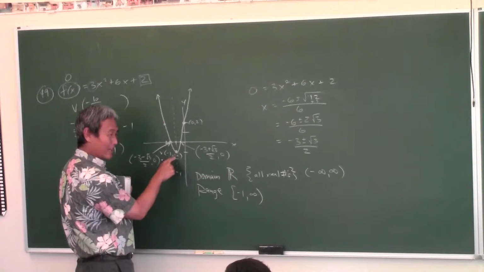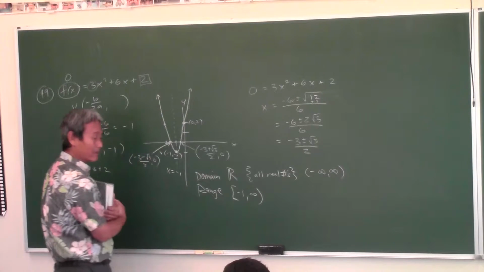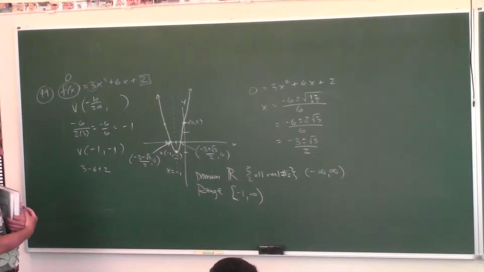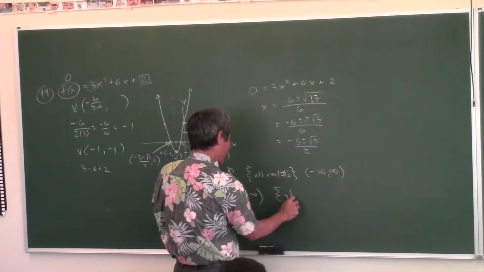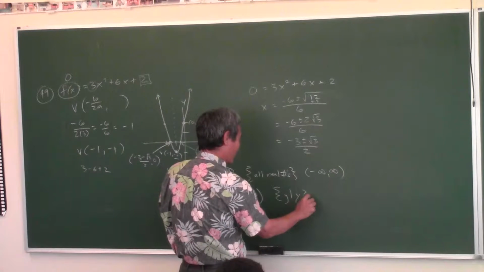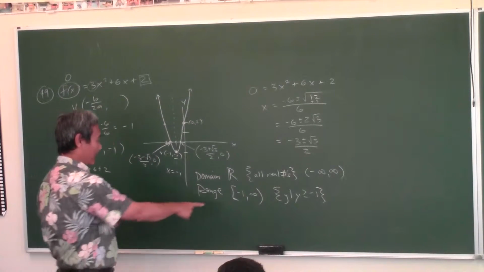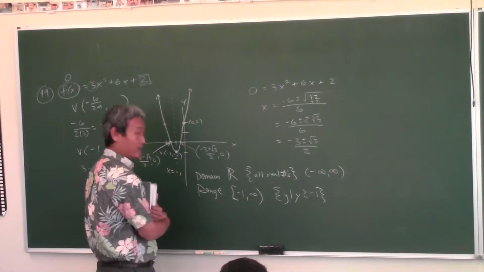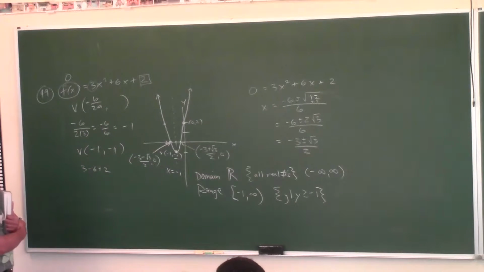And does it include negative 1? Does it include this point? Yes, so that's why you put the brackets right there. Okay. Or if you rather write it like this, you can write it like this. Y such that y is greater than or equal to negative 1. Which way do you like better? A or B? It doesn't matter to me because they both mean exactly the same thing.